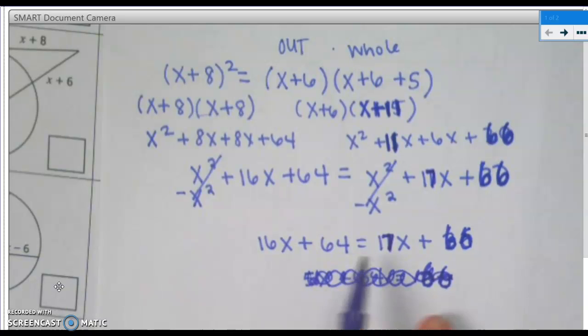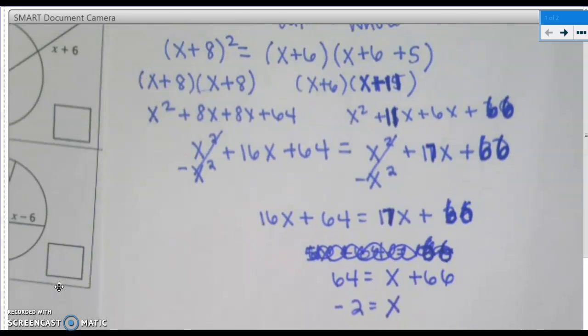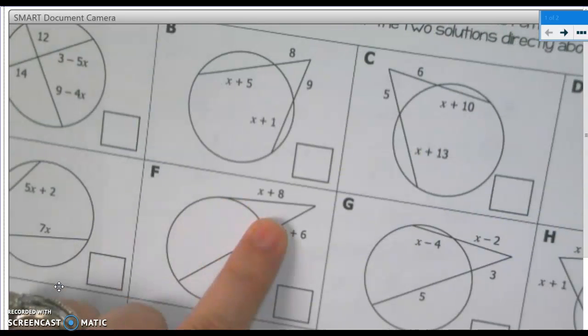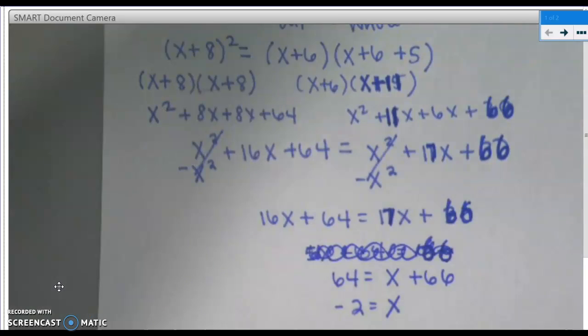So from here, I'm going to subtract 16x on both sides. So 17x minus 16x is 1x. Subtract the 66 on both sides, and I get x is equal to negative 2. All right, and x is allowed to equal a negative number. It just can't make a side negative when you go to plug it in. So if I look at my original problem, negative 2 plus 8 is 6. So that's fine. And negative 2 plus 6 is 4. So that's fine. It doesn't make the actual side negative.